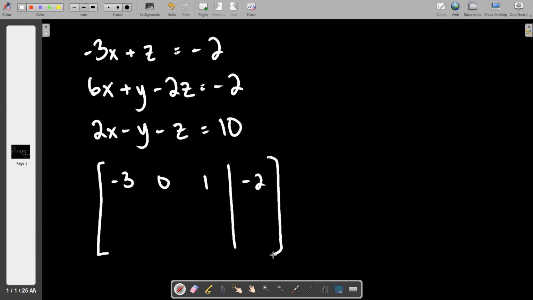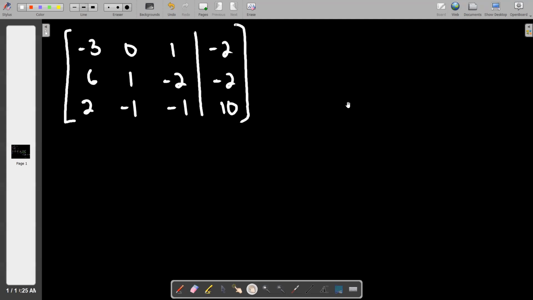How about my second row? What's it going to say? And my last row? 2, -1, -1, and 10. So I'm going to go ahead and scroll away, and there it is.